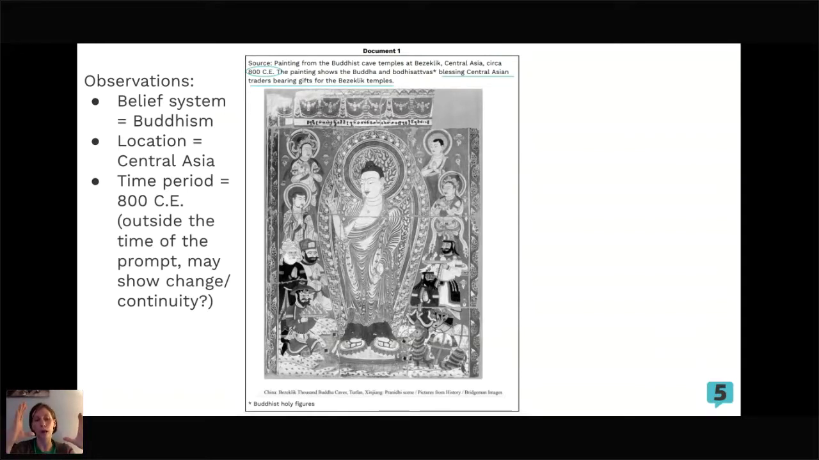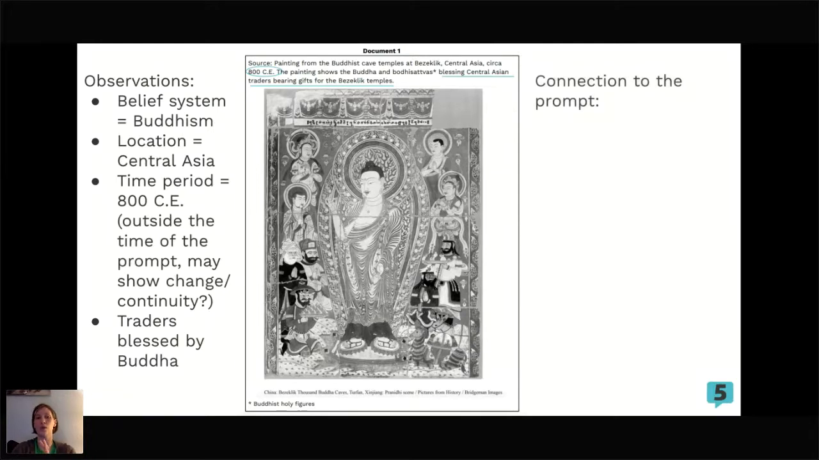College Board will put them all in the time period of your prompt. I was working with what I had, and this is just such a beautiful painting. I wanted to include it. So someone's already got me thinking about India, which is something I'm going to say here in just a minute. But as I'm doing just observations of the source itself, we've got traders that are being blessed by the Buddha.